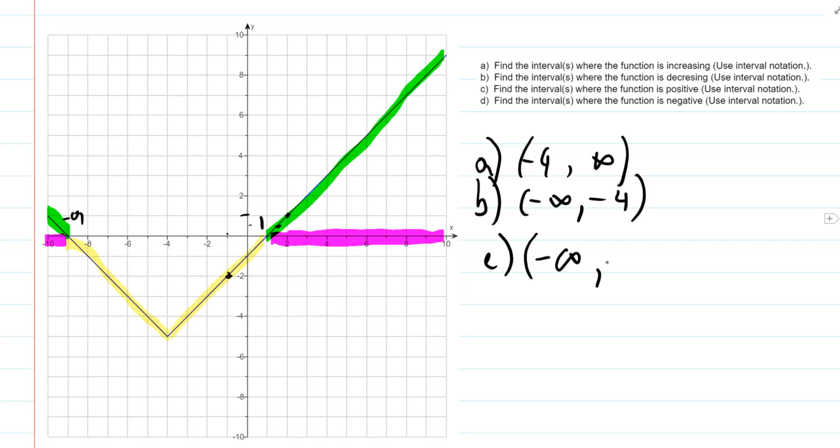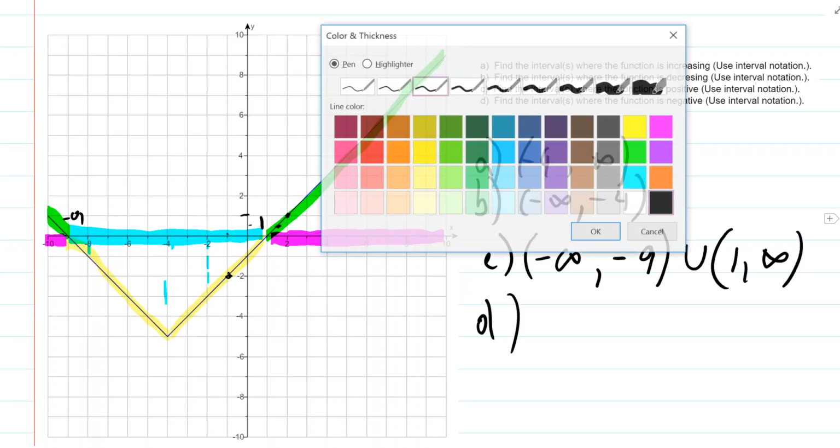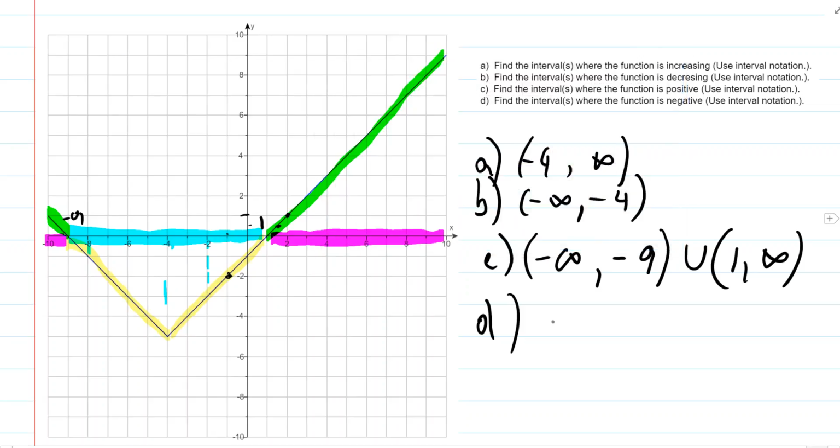So the function is positive from -infinity to -9, union this other interval from 1 to infinity. So on both of these x intervals, the y values are positive. And then it's negative between -9 and 1, right? So the function is negative for these x's. The y values are negative for these x's. All right, so for D, we would say that the function is negative between -9 and 1. All right, I hope this helps.